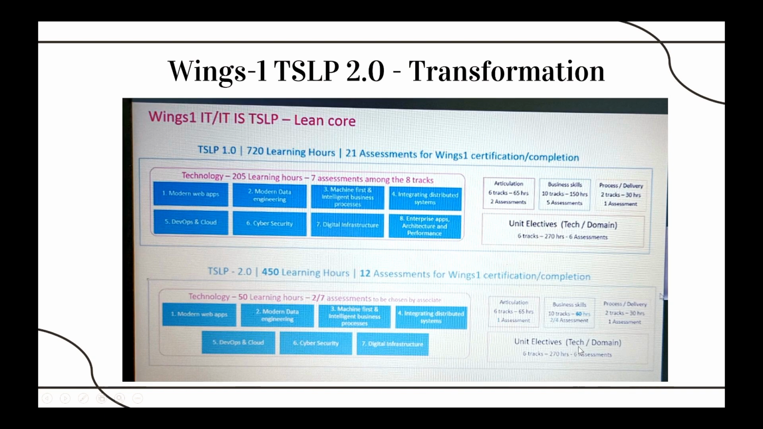Now unit electives you can choose based on the domain, and these are the non-tech tracks, that is articulation, base skill, and process. So basically they have 6 tracks in articulation. Now total learning hours is 65. Base skills has 10 tracks in total, 60 hours of learning. Process and delivery has 2 tracks, total 30 hours of learning. So these are the changes. Earlier they had these many number of hours of learning for each non-tech track. So it has changed when they have migrated from TSLP to TSLP 2.0.